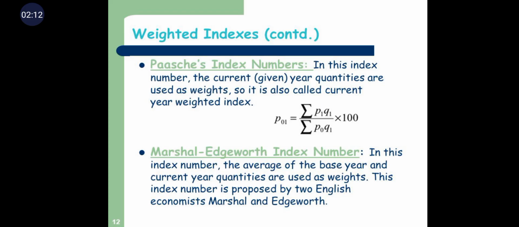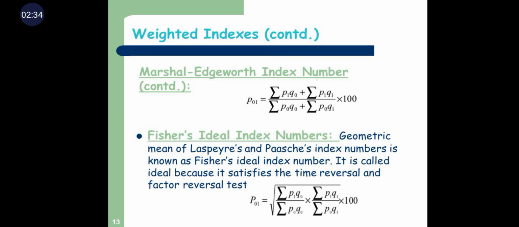The Marshall-Edgeworth index number. In this index number, the average of the base year and the current year quantities are used as the weights. This index number was proposed by two English economists, Marshall and Edgeworth. The Marshall-Edgeworth formula is P01 equal to summation P1 Q0 plus summation P1 Q1, whole divided by summation P0 Q0 plus summation P0 Q1, into 100.